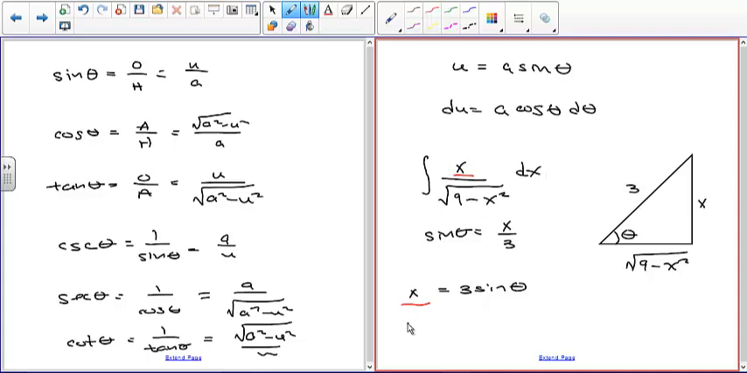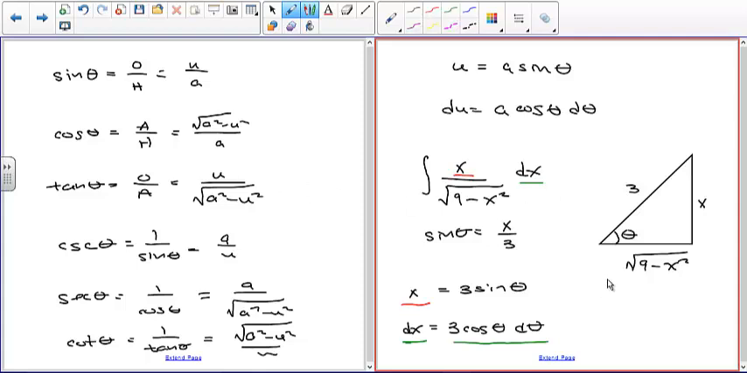So the next thing is I take the derivative of both sides here to get dx. So I'll get 3 cosine theta d theta. So that's my substitution for dx, and that goes there. And then the last one is this cosine thing here.